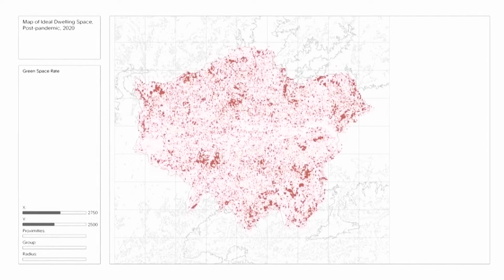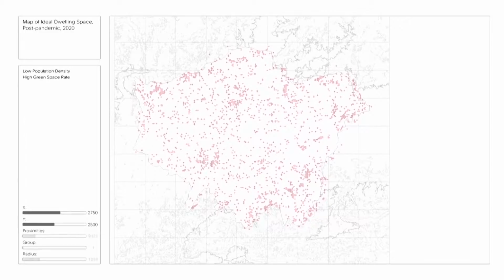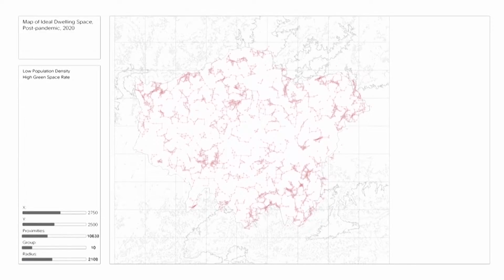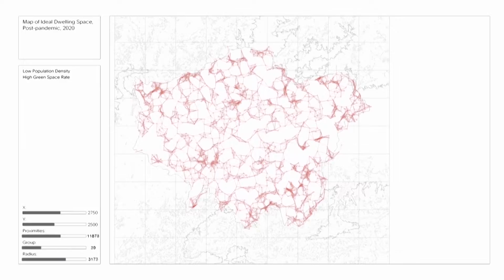By analyzing population density and green space distribution in London, a network was generated between the areas with low population density and high green space rate. High-density areas are assigned as ideal dwelling spaces for post-pandemic migration.